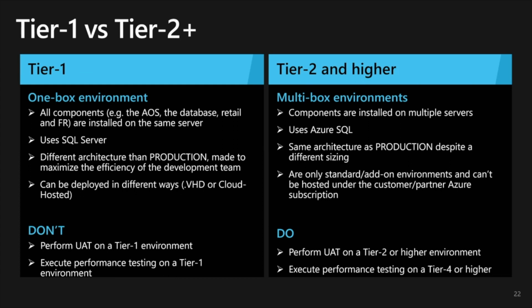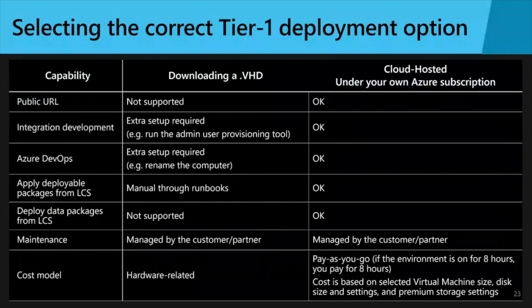And tier 1 has all the components in one box, because the main purpose is to maximize efficiency for the developer. And tier 1 has two different ways to deploy. You can choose either to host tier 1 in your own Azure subscription as a cloud-hosted environment, or you can download the VHD to host as a tier 1 locally or in your data center. Okay, next, let's compare the two different deployment options for tier 1.